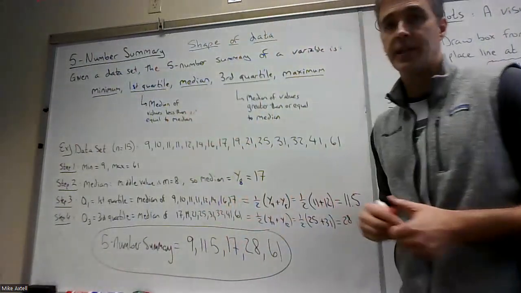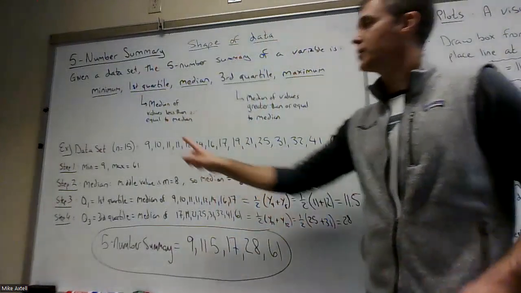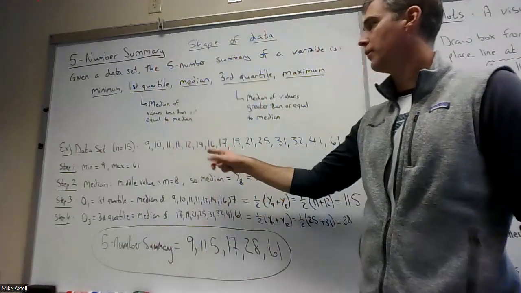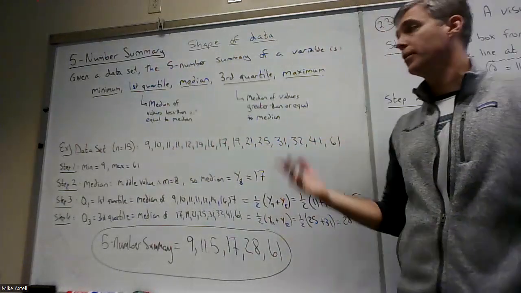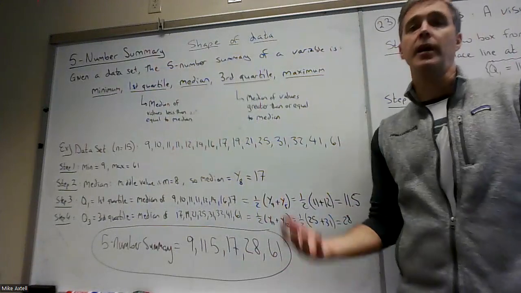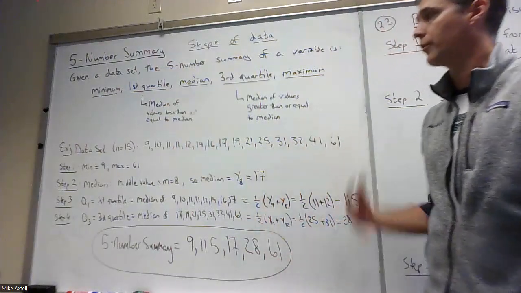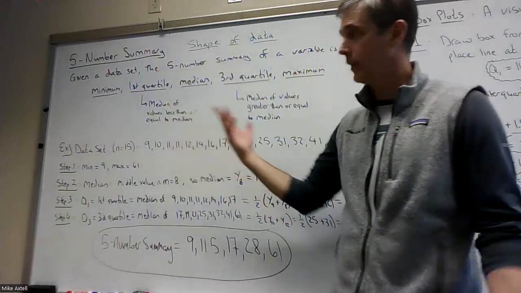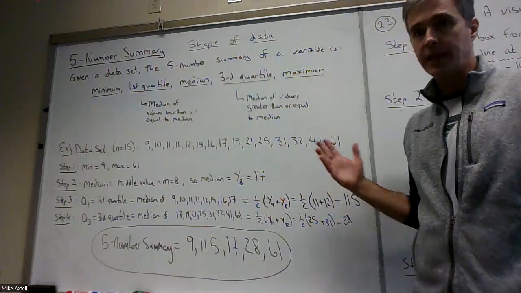Okay, so the data set is going to be the same one we used in the last video. I've got 15 values: 9, 10, 11, 11, 12, 14, 16, 17, 19, 21, 25, 31, 32, 41, 61. So who knows, maybe this is the number of cupcakes 15 students ate in a week. Okay, and we recorded the number of cupcakes. So 2 students both ate 11 cupcakes. All right. We're going to try and get the 5-number summary of this data set.